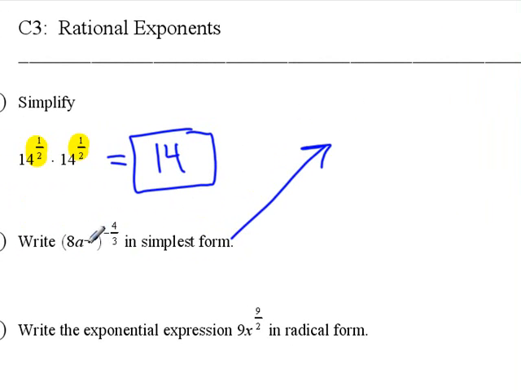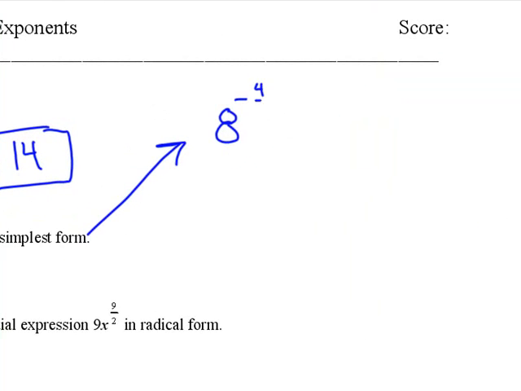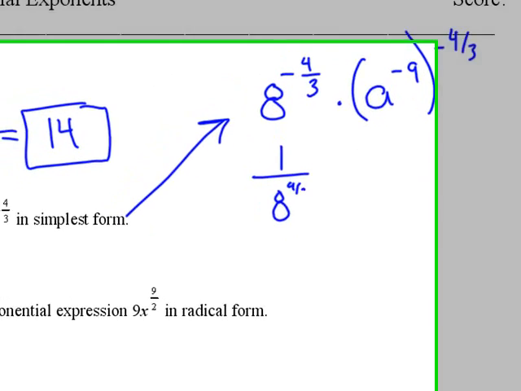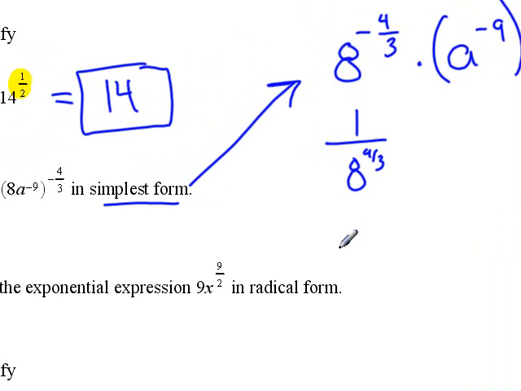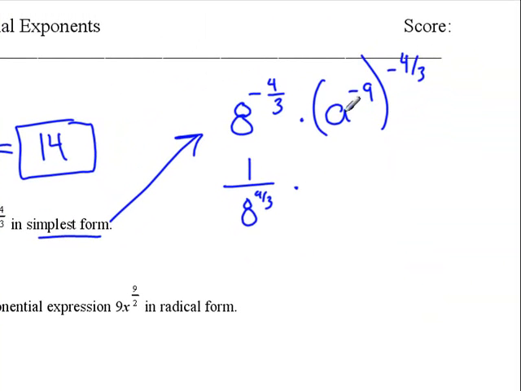I've got 8 and a to the negative 9, raised to the negative 4/3. So let's split that. 8 to the negative 4/3 times a to the negative 9 to the negative 4/3. 8 to the negative 4/3 is the same as 1 over 8 to the positive 4/3. We're not going to want to stop there because we want to get to simplest form. Times a to the negative 9 to the negative 4/3.